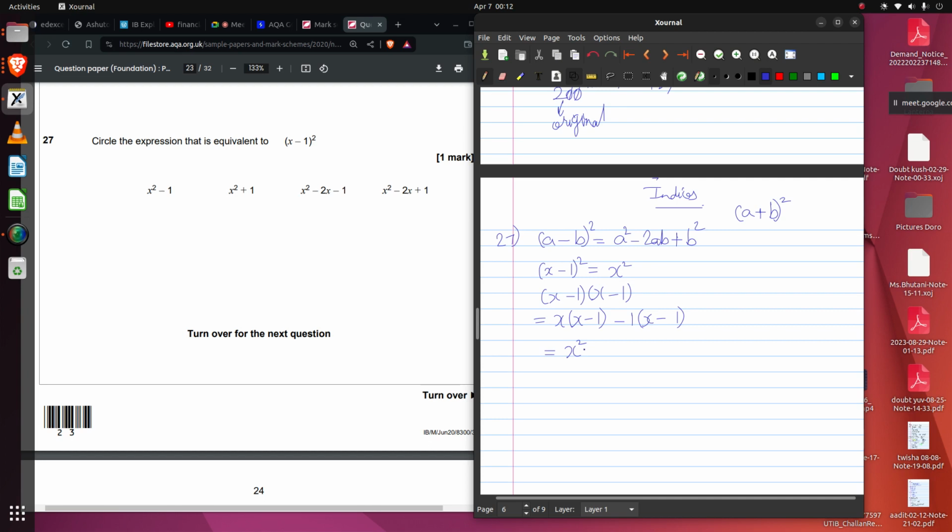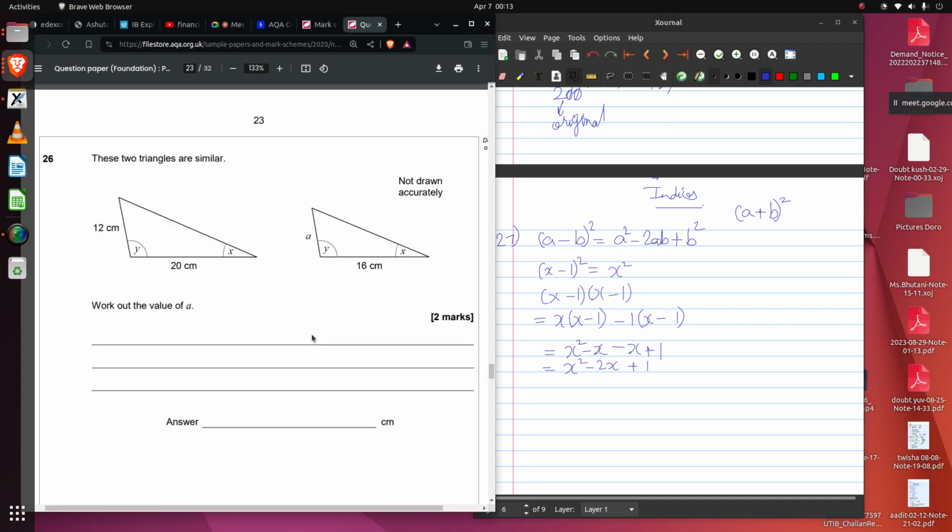So x squared minus x minus x plus 1. So what's the final answer? Are there like terms? x squared minus 2x plus 1. Simple. So it's the last option. Of course, that is the answer.